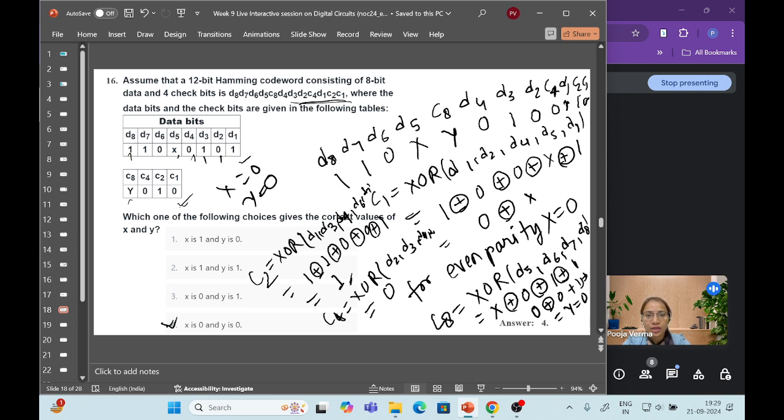We just have to write it down and then find the parity check bits. C1, C2 and C4 are already given. We just need to put these values in and find X and Y.